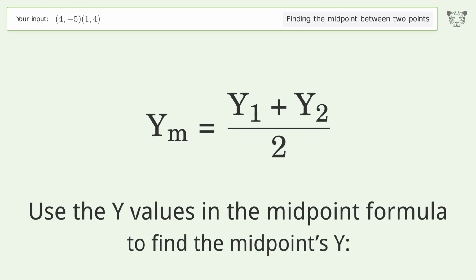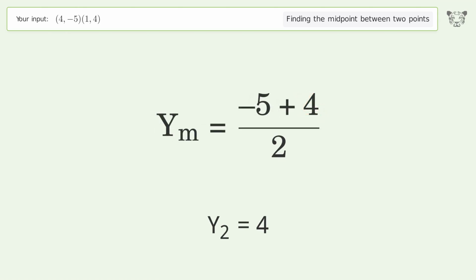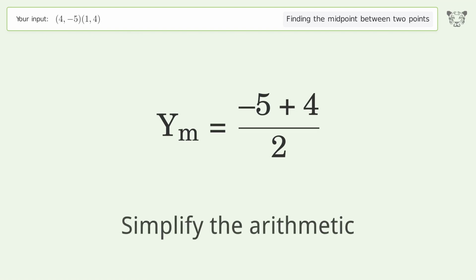Use the y values in the midpoint formula to find the midpoint's y. y1 equals negative 5. y2 equals 4. Simplify the arithmetic.